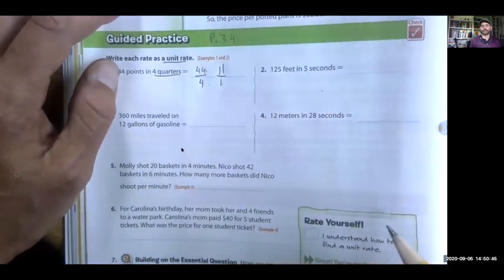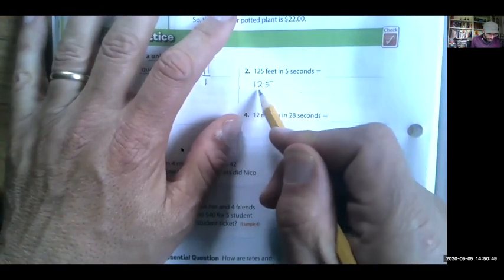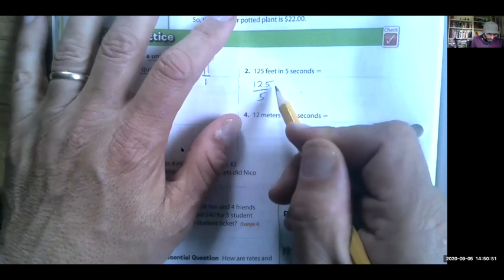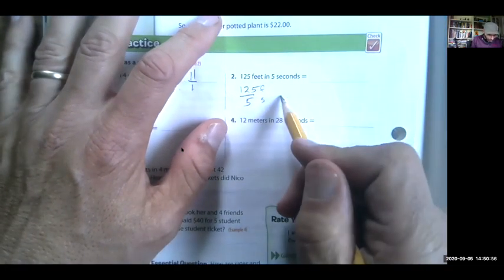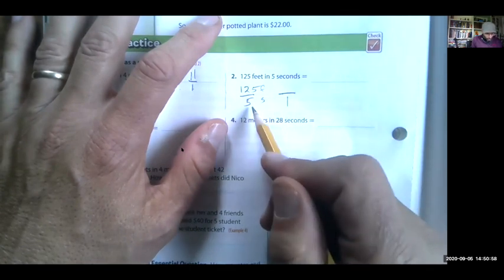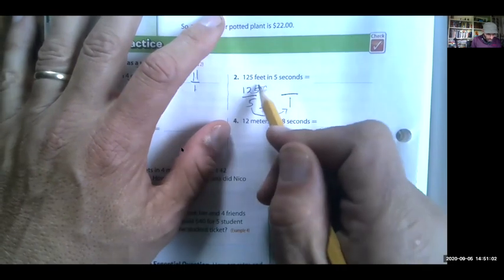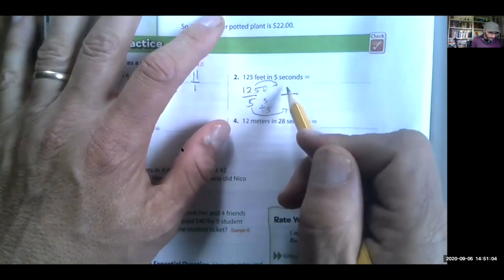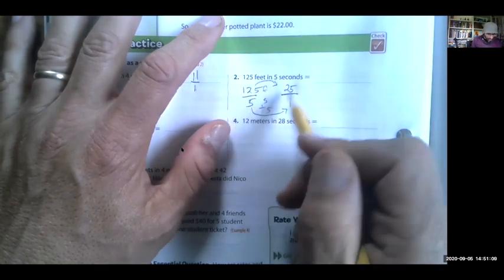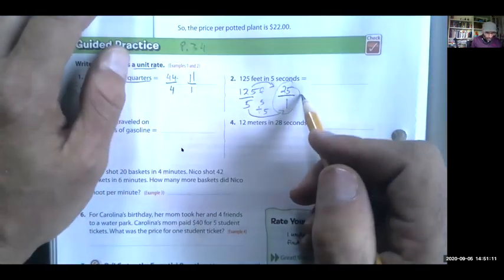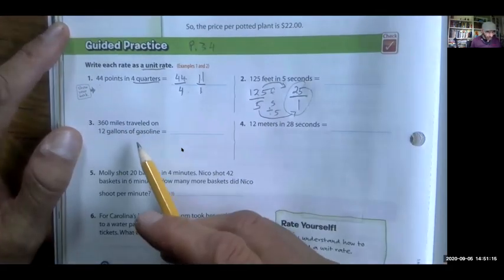Great, so you're just going to put 125 over 5, right? 125 feet in 5 seconds, and we want to figure out what it'll be over 1. So you could look at it this way, 5 divided by 5 equals 1, 125 divided by 5 is 25. Or you could just say 125 divided by 5 is 25, so that means you go 25 feet per second, or in 1 second. Okay, let's try number 3.